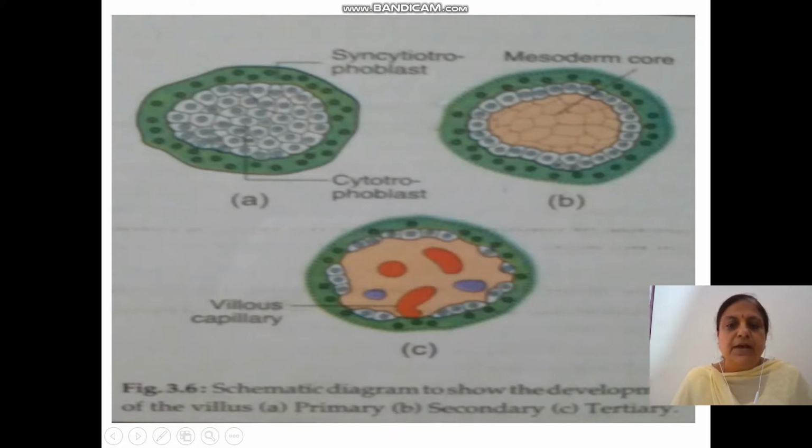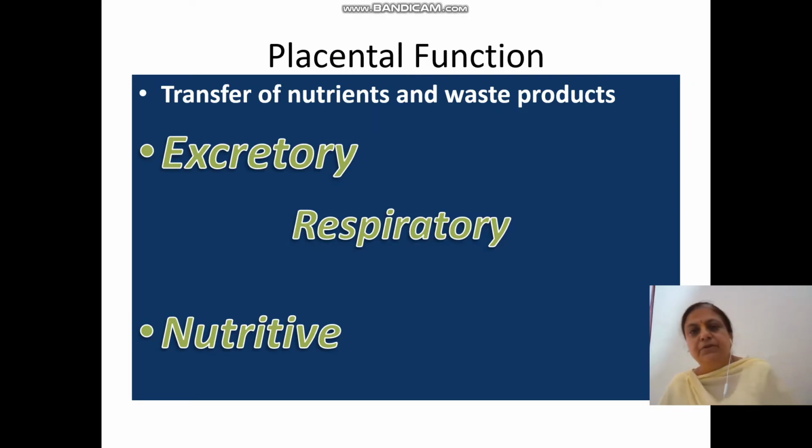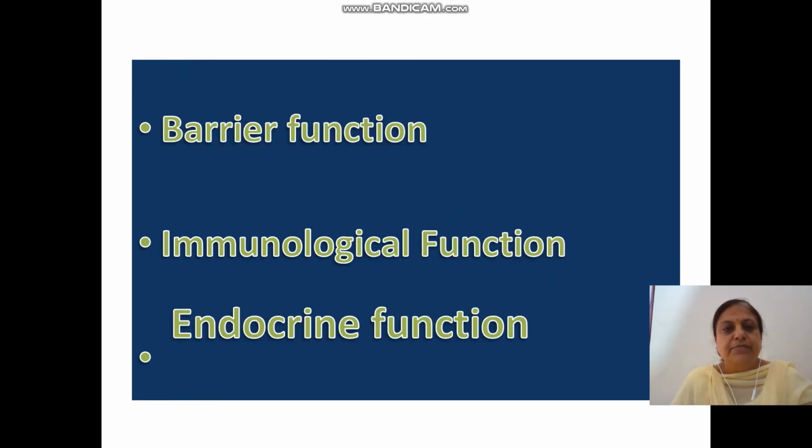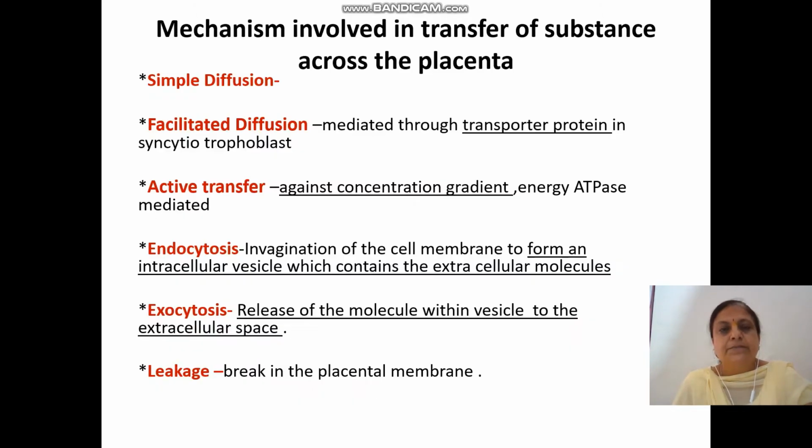The tertiary villi: the outer layer is syncytiotrophoblast, the middle one is cytotrophoblast, then mesoderm, and the blood vessels come and occupy the mesoderm. This is a fully functional villi, which is called tertiary villi. Coming to the functions of the placenta, there are various functions: excretory, respiratory, nutritive, barrier function, immunological function, endocrine function.